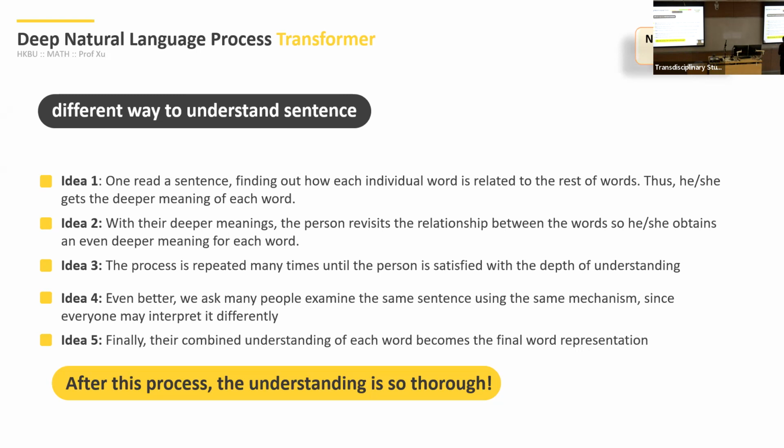When you're reading a whole bunch of words in a sentence, you try to figure out the relationships between every single pair of words. You try to figure out the relationship between the first and third word, first and fifth word, and first and seventh word. And by knowing this relationship, you will have a deep understanding of every single word in the sentence.